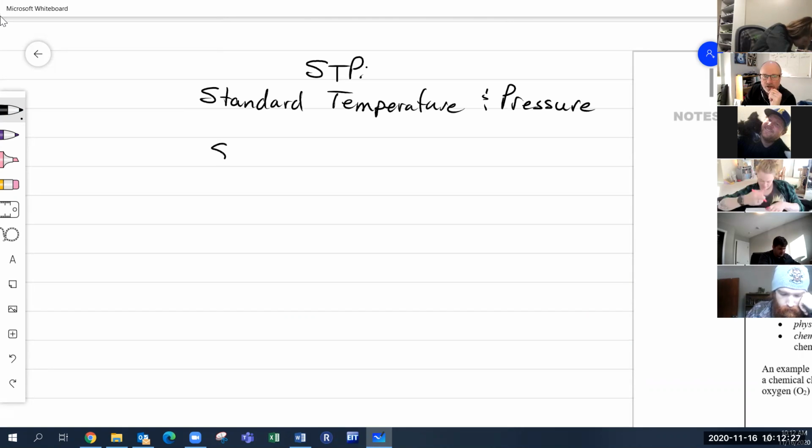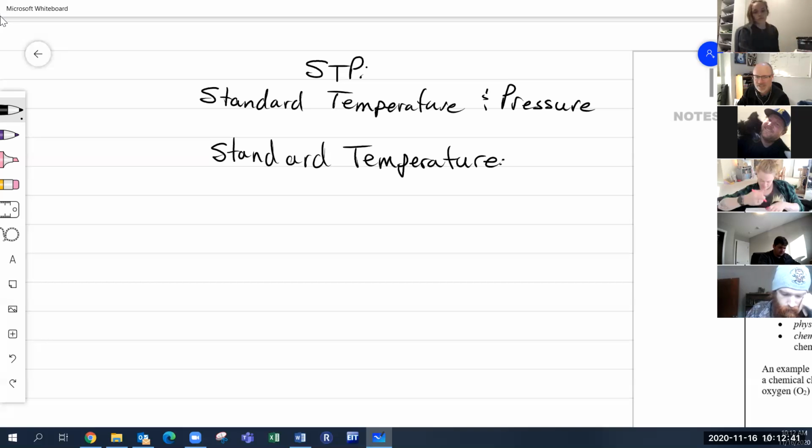That's what STP stands for. So first off, we're going to talk about standard temperature. Now, I just told you that temperature and pressure affect all states in which matter exists. And that is true. We need to know what a standard temperature is, because for any of these calculations that we're going to do, any of these volumes and capacities and relative densities, we want to have a standard temperature, because temperature affects everything we are dealing with.